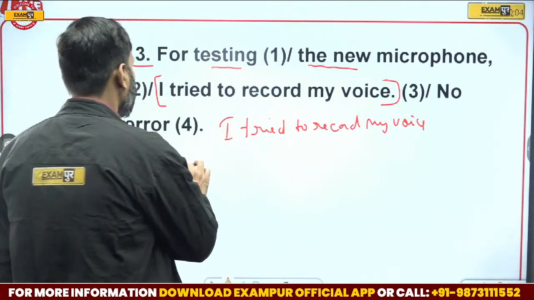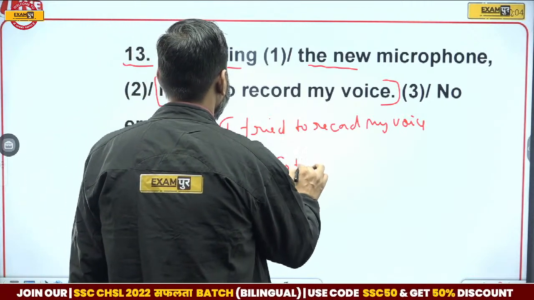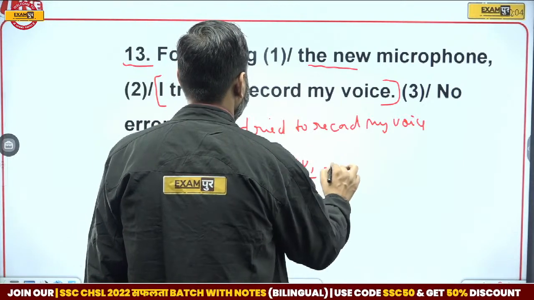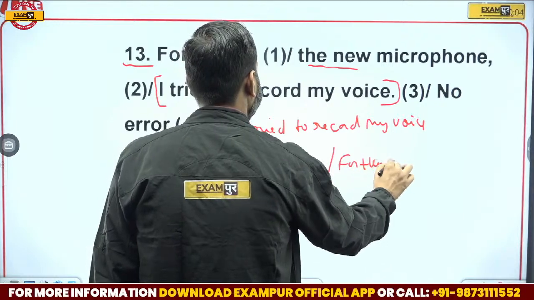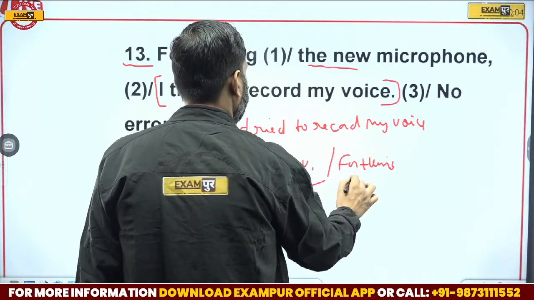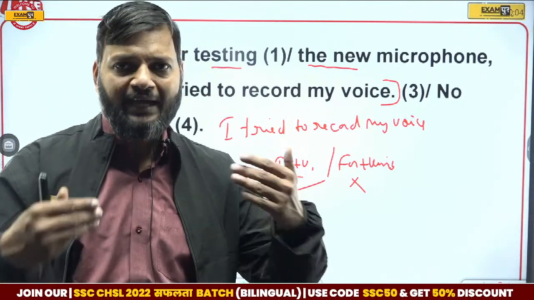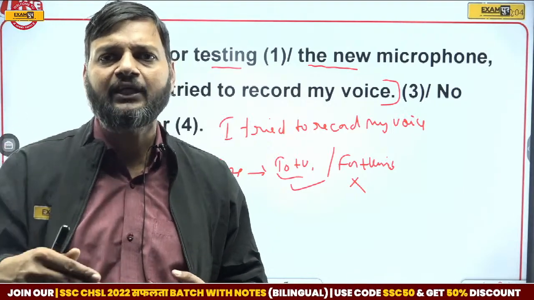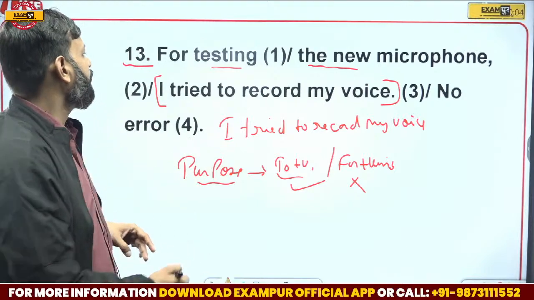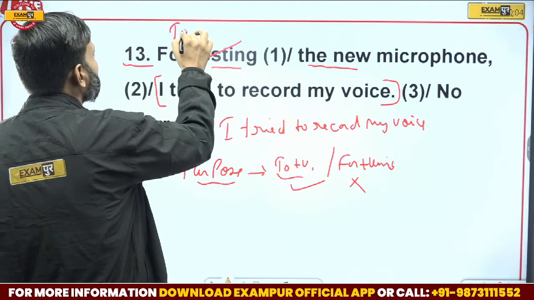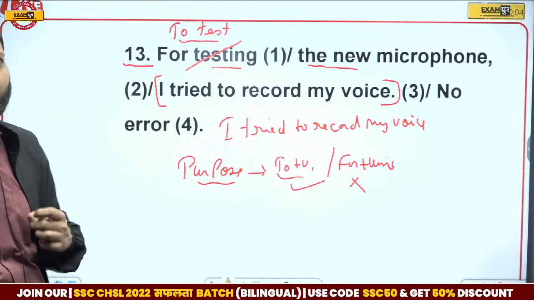Now, purpose should be denoted by to plus V1 and not for plus ing. Okay, if we have to denote the purpose of an action, the structure should be to plus V1, not for plus ing. So here, for testing will be replaced by to test. Okay, let me explain this in detail.